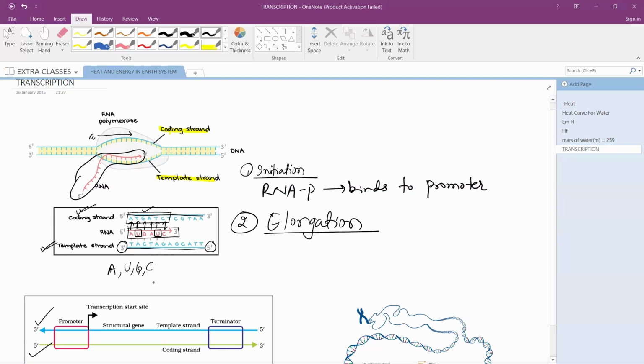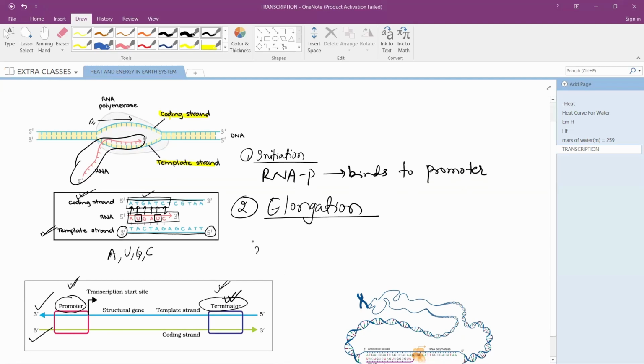Transcription ends when RNA polymerase reaches a termination sequence. This is the termination sequence. Every gene has a unique promoter sequence and a unique terminator sequence. During your further studies, you will see that every gene has different types of promoter and different types of terminator. I think you haven't studied that promoter right now. Not yet.